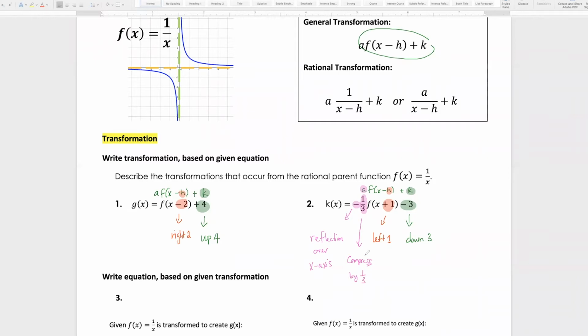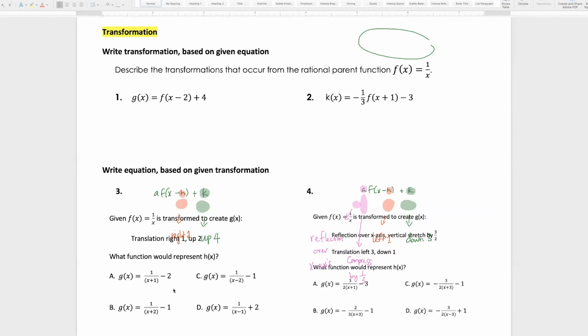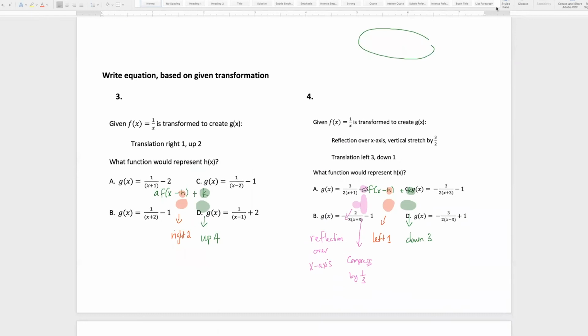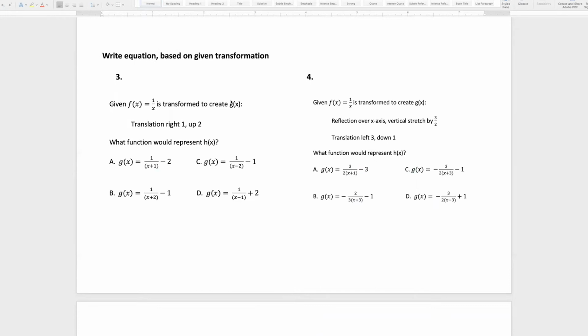So you are done by listing the transformation, okay? Now, how about the second type of problem in which they're going to give you the whole list, they listed out all the transformations for you, and you go in to write the equation. We can do this as well, okay? So let's give it a try. Given f of x, it transformed to create g of x, okay? So here we go. They said the translation 1 unit right and up 2.